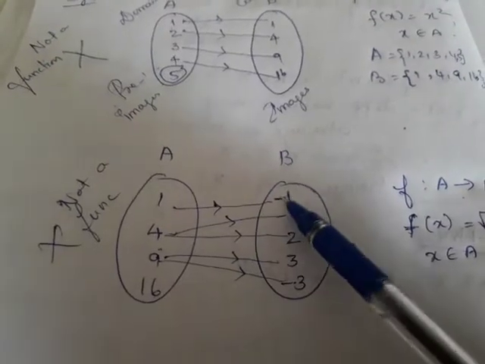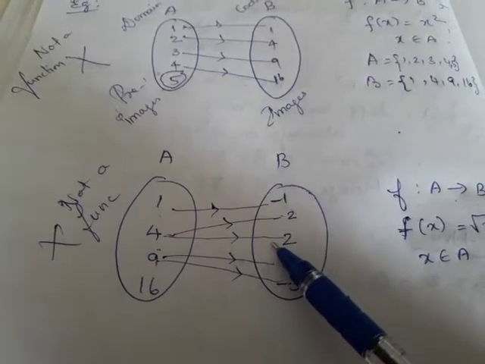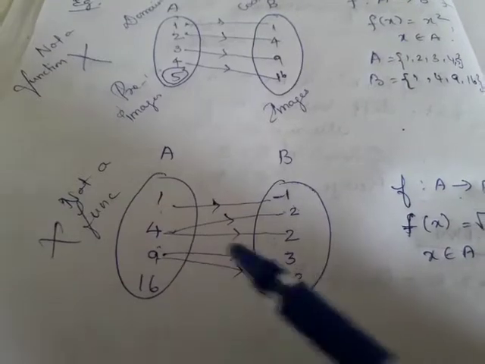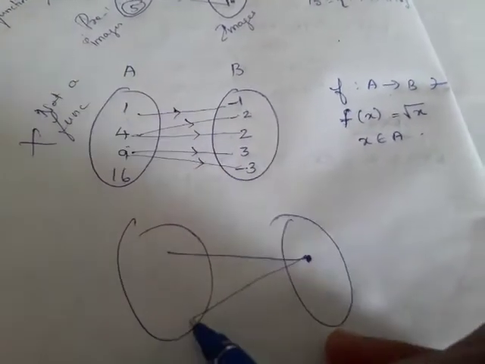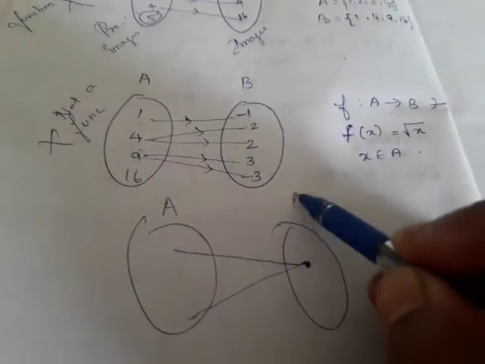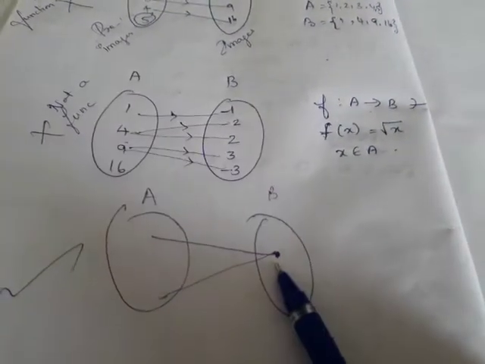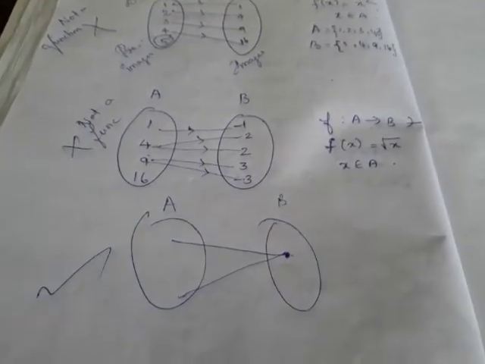For example, a single element in B can be mapped to two different elements in A. That can be possible, right? Suppose you have a mapping like this, an element in B is mapped to two different elements in A, then this is a function only. An image can have two different pre-images, but a pre-image cannot have two different images. Hope you understood. Yes, I am repeating.